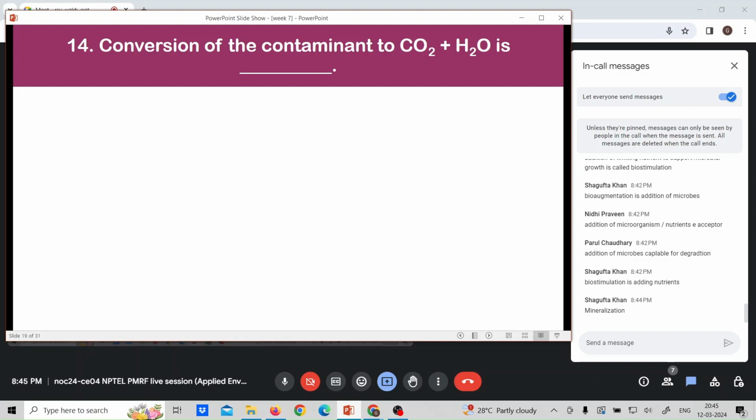Okay, as Shagupta Khan has rightly answered, it is known as mineralization. When you have a contaminant and do some steps, and it does not go to carbon dioxide and water, which is the final, completely oxidized state, I will not call that process mineralization. I'll call it a transformation, remediation, or something like that, based on what process is happening and what product I get. When I completely convert the contaminant to carbon dioxide and water, you call it mineralization.